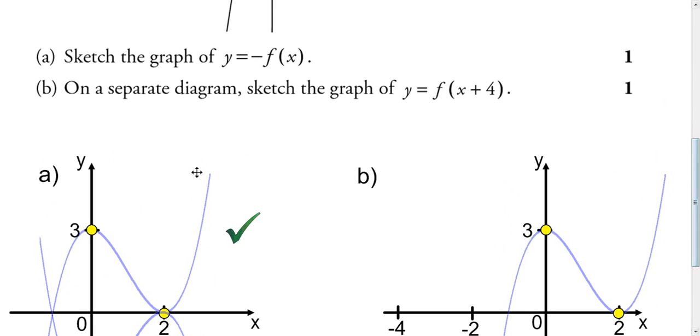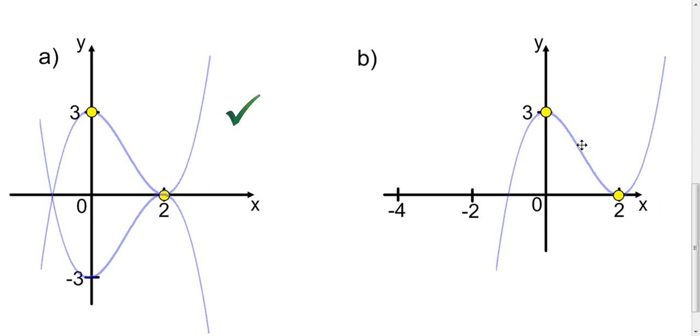Okay, part B. On a separate diagram, so we have to do a brand new sketch, sketch the graph of y equals f of x plus 4. This is a horizontal shift this time, and we're shifting it back 4 places. So sketch the graph out like this, and then shift it back 4 places. It's passing here at 2, so that would go 2 here and then another 2 to there. So this minimum turning point here would go all the way to negative 2, to shift it 4 places. So that would go back like this.